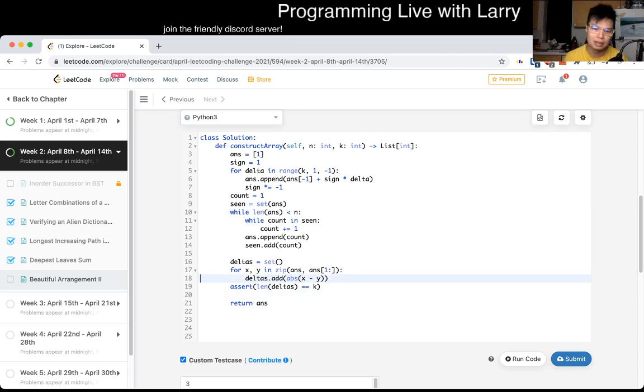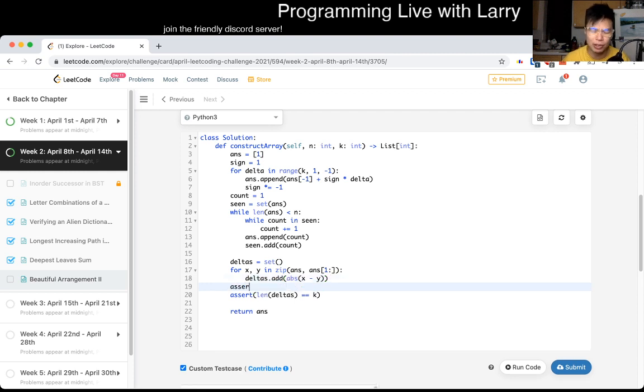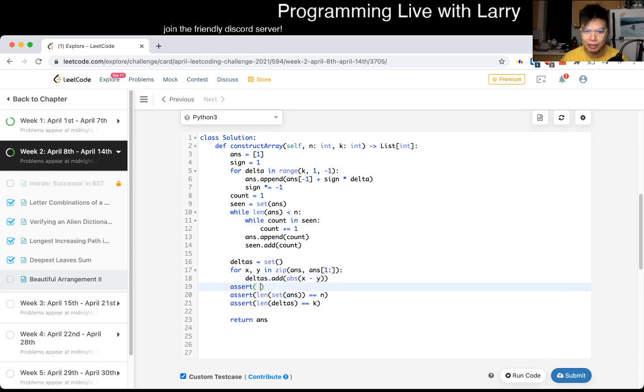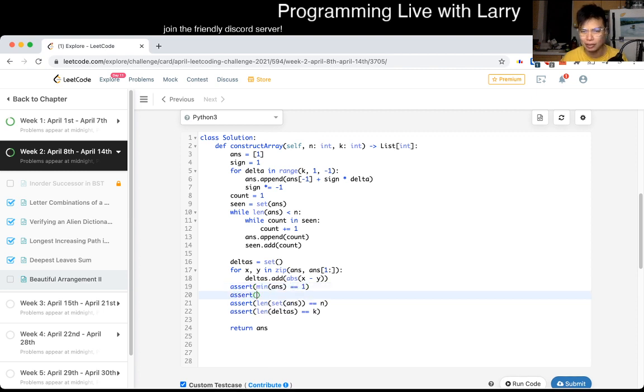there are a couple of things we want to assert. We want to assert that the set of answers is equal to n. That means that the number of distinct answers is equal to n, and the min of the answer is 1, and the max of the answer is equal to n, right? So yeah.